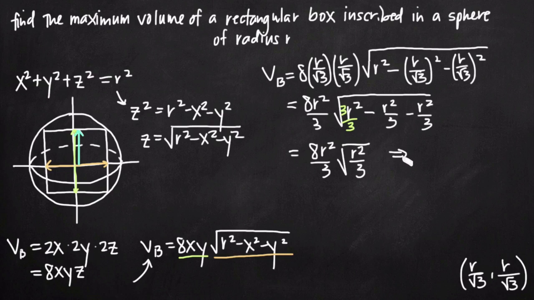If we take the square root there, what we end up with is 8r squared over 3 times r over root 3, and when we combine those, we get a final answer of 8r cubed over 3 root 3, which is the maximum volume of this rectangular box inscribed in a sphere when that sphere has a radius of r.